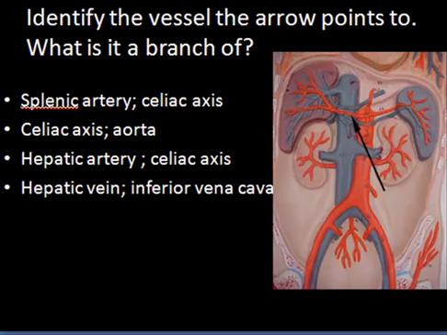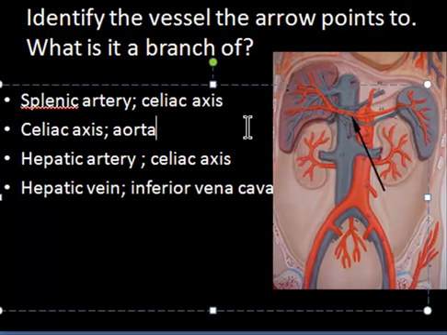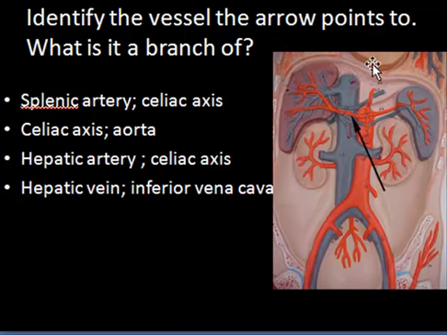So now let's look at the next picture, and look at the clues given. It says identify the vessel the arrow points to, and then it says what is it a branch of. Whenever you get something like that, where it asks what is it a branch of, automatically you should know that it's an artery. Arteries have branches, veins have tributaries, or the wording used will be what does this vessel drain into. Secondly, arteries are always colored red, other than maybe the pulmonary artery and the umbilical artery, where some images might have them blue because they carry deoxygenated blood.